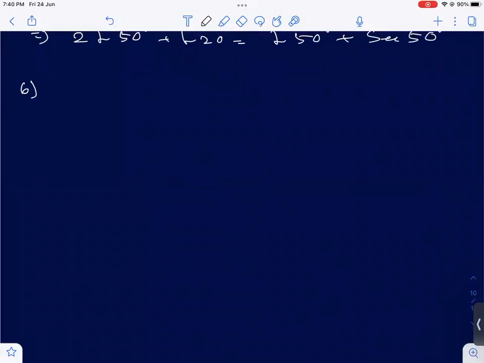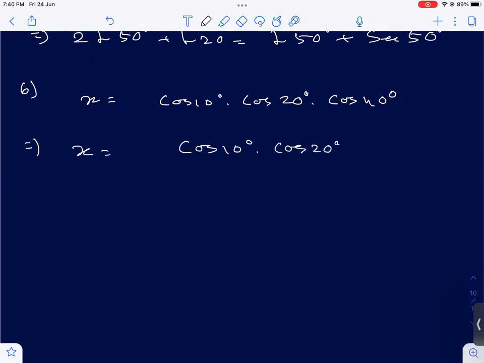Now let us go to sum number 6. For sum number 6, x equal to cos 10, cos 20, cos 40. If I multiply by 2 sin 10, I am writing it in another line: cos 10, cos 20, cos 40. Actually, 2 sin theta cos theta is sin 2 theta, this form.